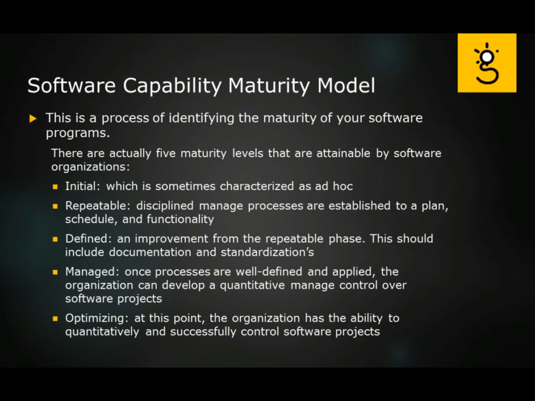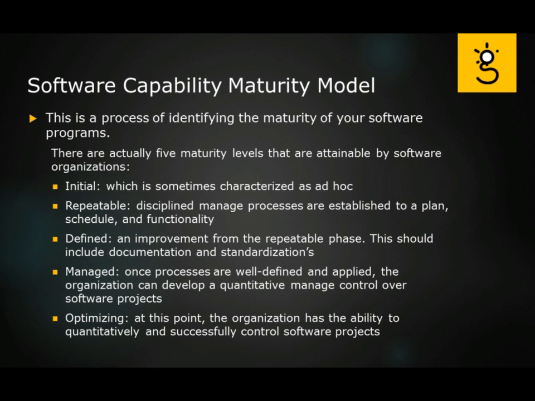The defined level of maturity is another improvement from repeatable. That should mean that I have real documentation and standardizations. The next level from that is managed. Once I have processes that are well defined and applied to the organization, and I can develop a quantitative managed control over the software projects, then that means I'm really in sync, right? I have groups probably together, well-defined, an organization. They can develop simultaneously different pieces of the program, and we can put it together.